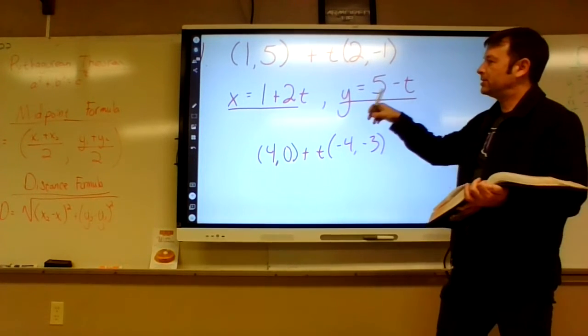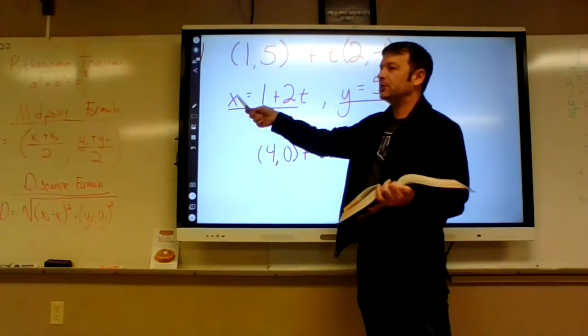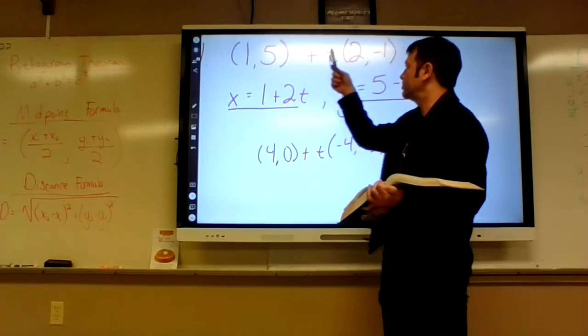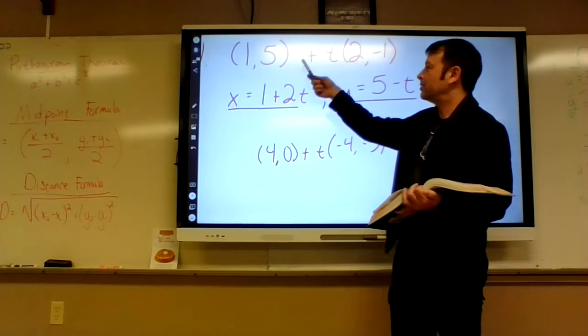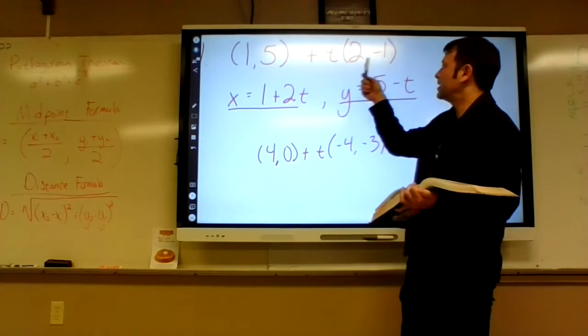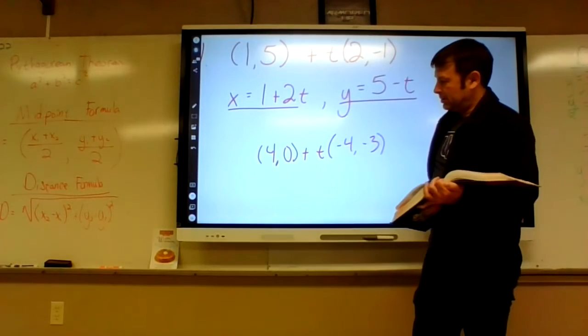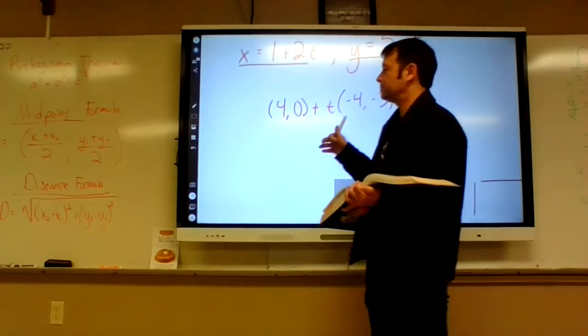Okay. So did you see how we got this one? It's just, the x value is 1 plus 2t. And then the y value is 5 minus t. And you just do it like that.